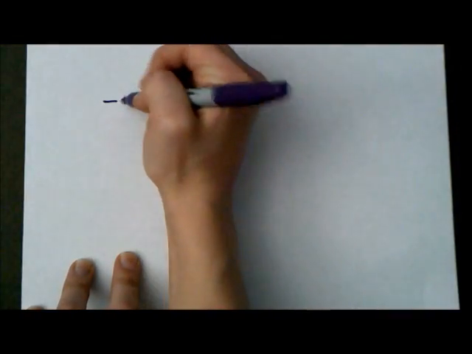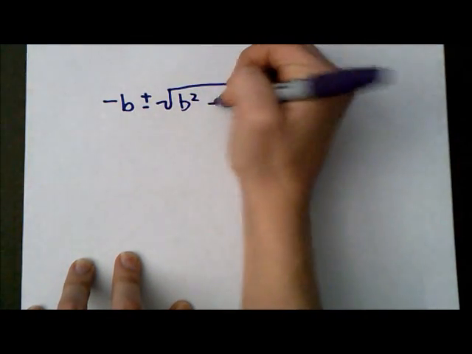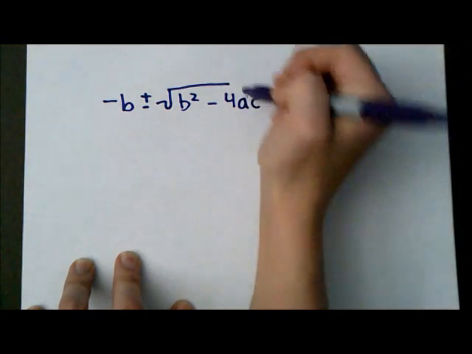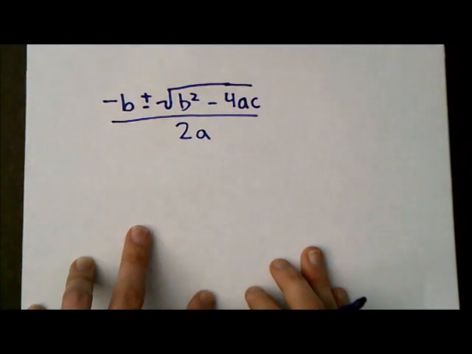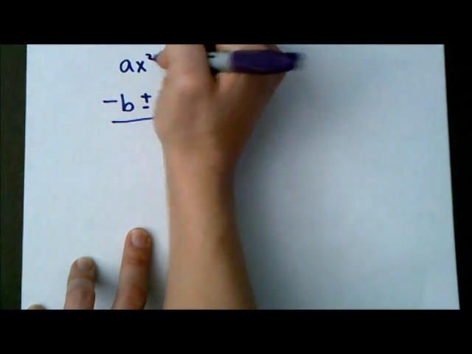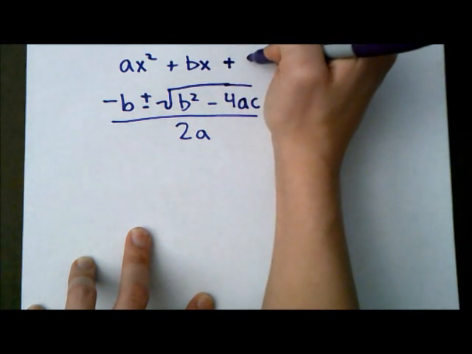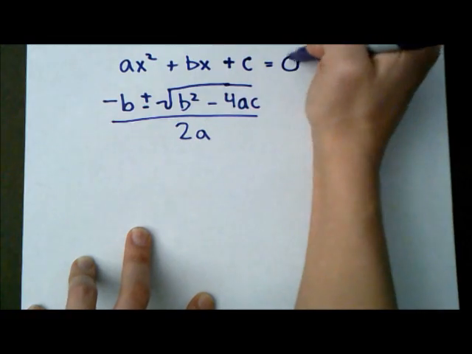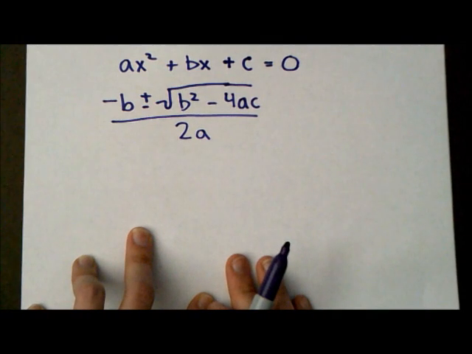Okay, the last example I'm going to show you how to do is using the quadratic formula. So the quadratic formula is negative b plus or minus the square root of b squared minus 4ac, over 2a. Now, you remember at the beginning when I showed you the standard form or the basic form, which was ax squared plus bx plus c equals 0. So these b's, a's, and c's match up with the numbers in this sequence.